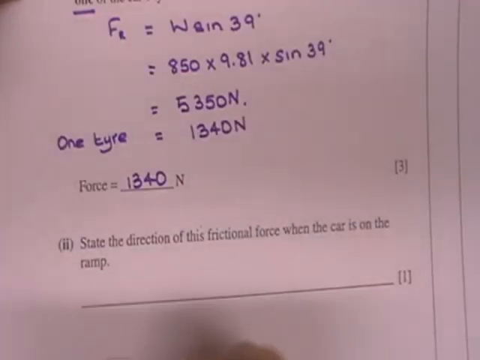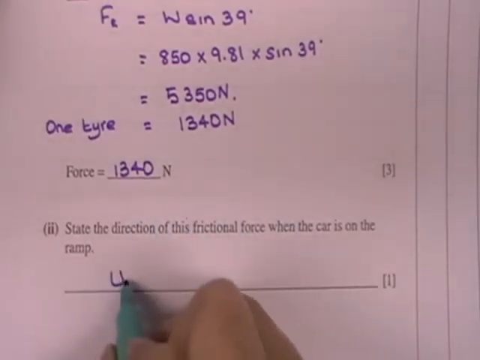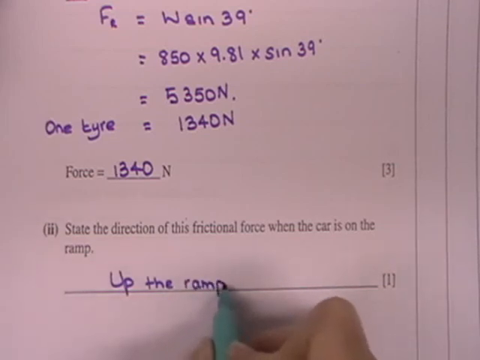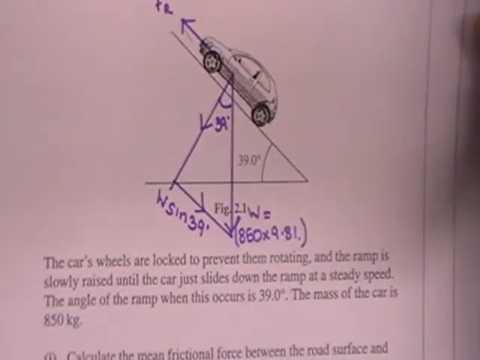Next part says, state the direction of this frictional force when the car is on the ramp, and that is, of course, up the ramp. Or you could say parallel to the slope and up the ramp, or something like that.